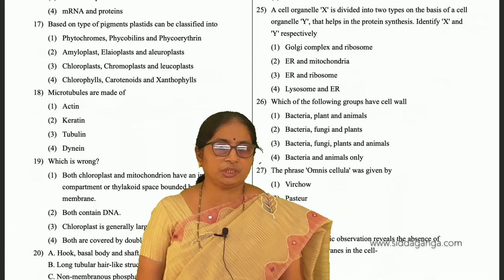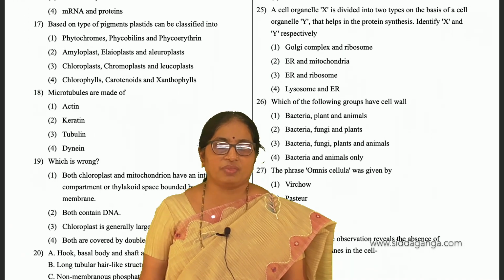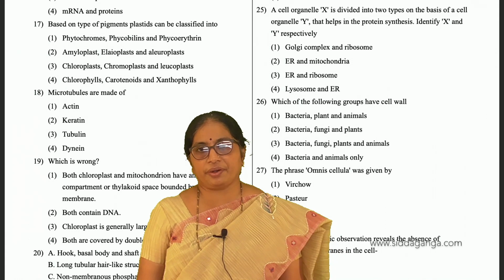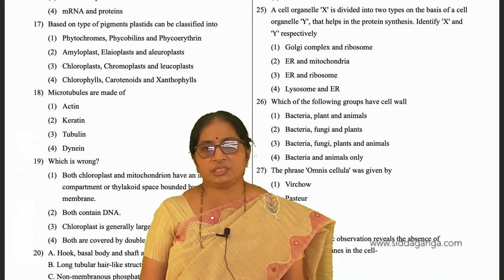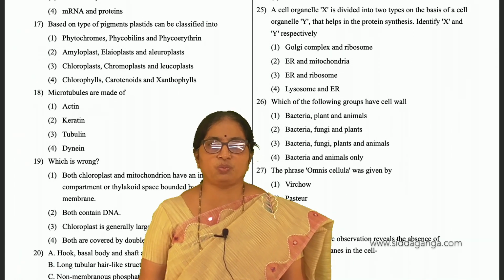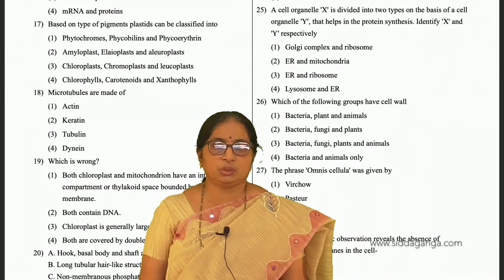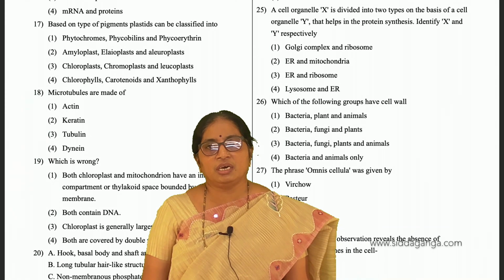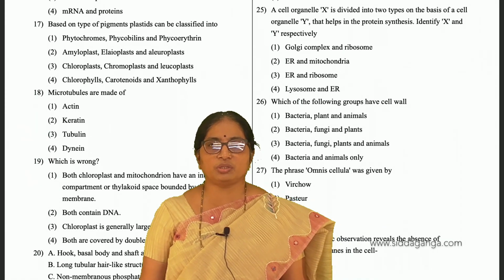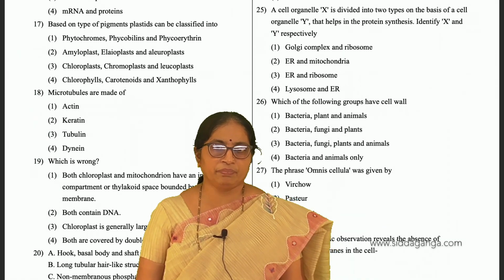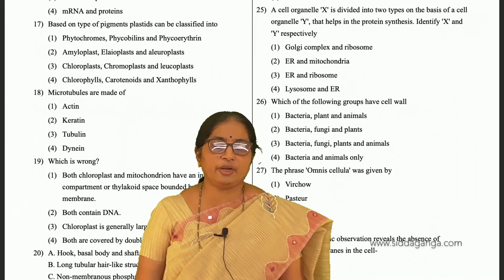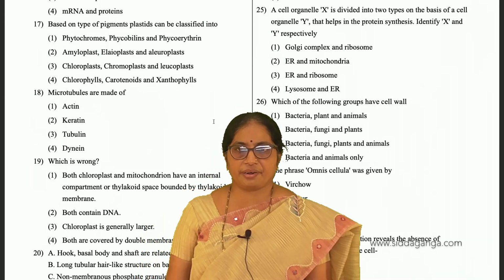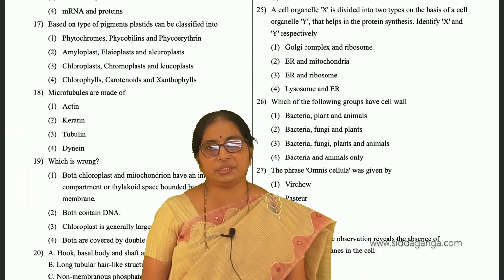So let us take X as endoplasmic reticulum, and let us suspect what is Y. Y helps in protein synthesis. So let us think that X is endoplasmic reticulum, and Y, which helps in protein synthesis, means it is ribosomes, because ribosomes are the sites of protein synthesis. So the answer is endoplasmic reticulum, that is ER, and ribosome. So option 3 is the right answer.